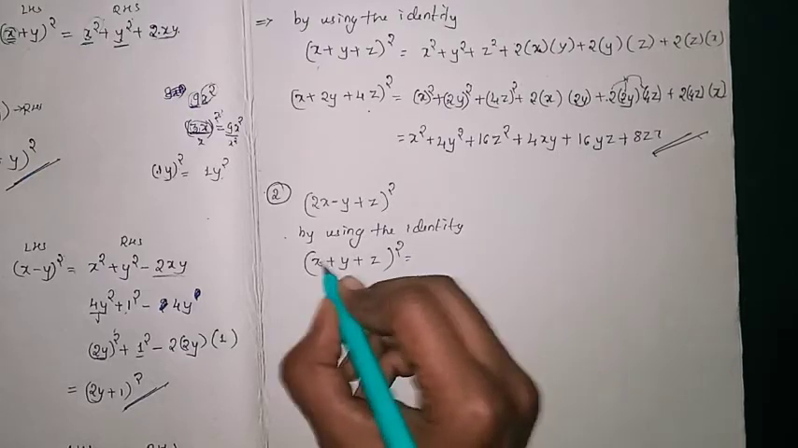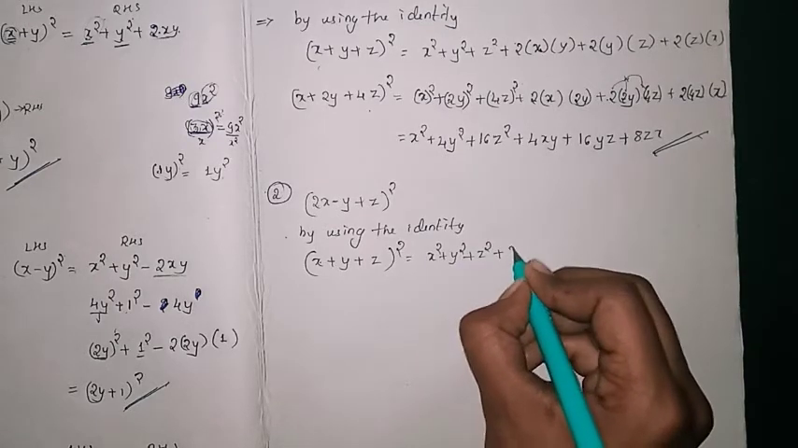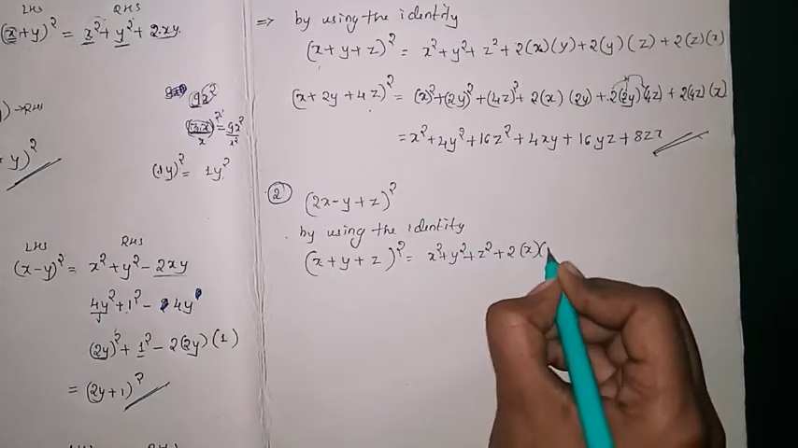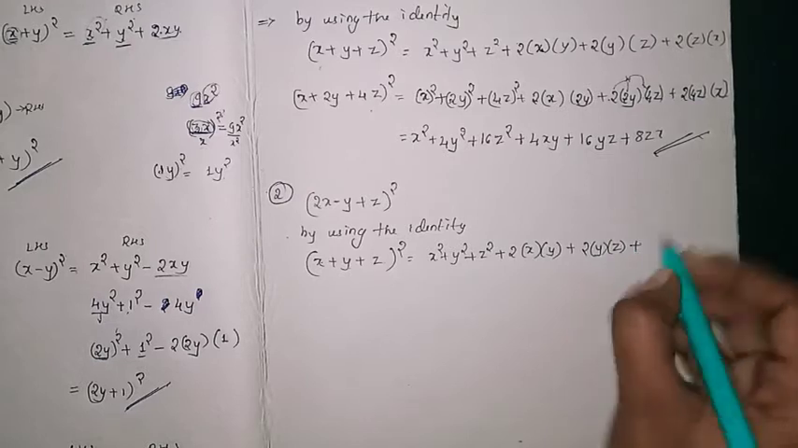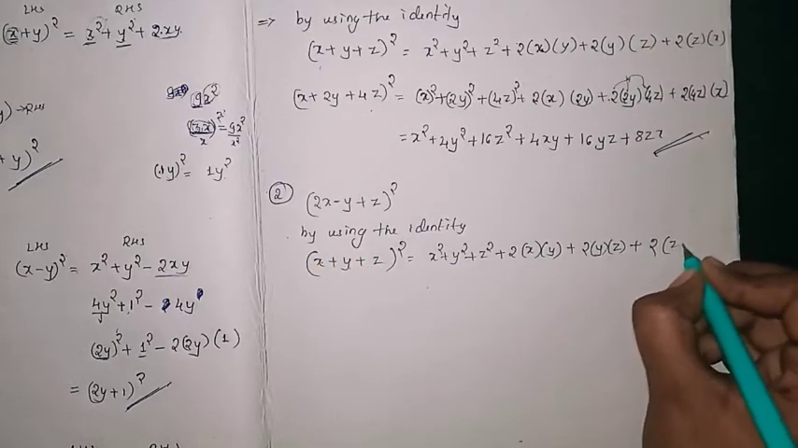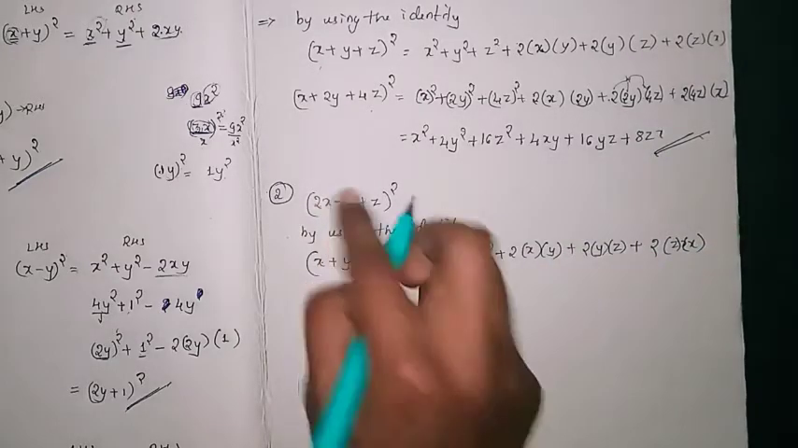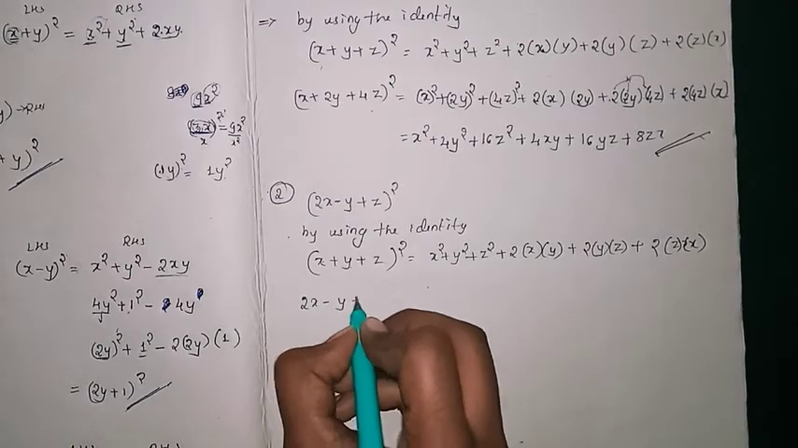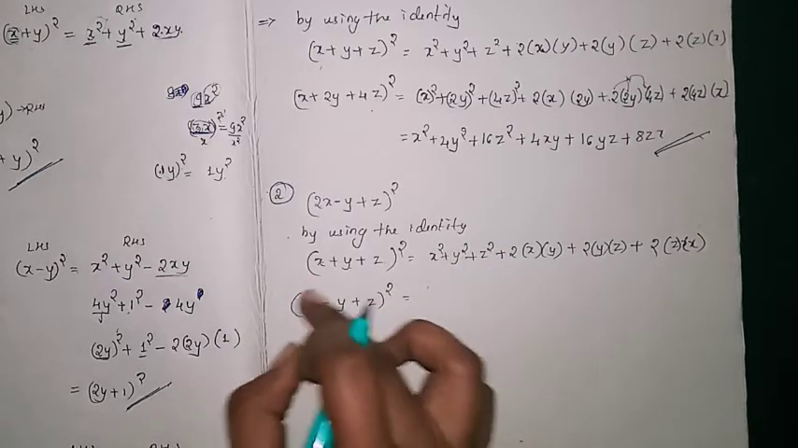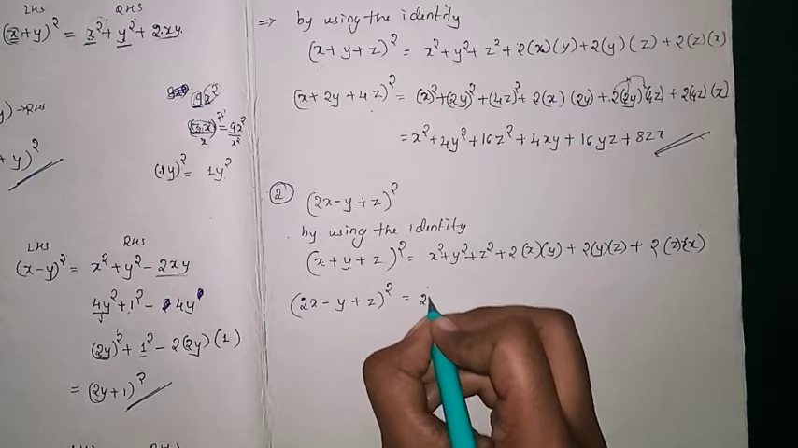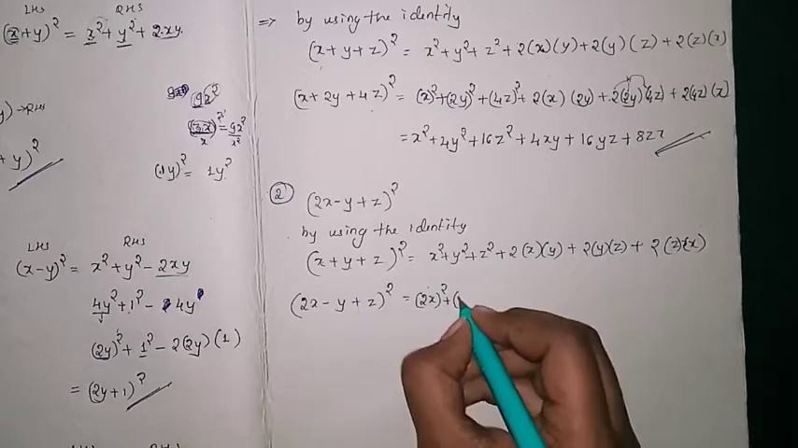So how to remember the formula? The first term square, second term square, third term square, plus 2 into first term and second term, plus 2 into second term and third term, y and z, plus 2 into last term and first term, z into x. So I have written like this. This is your formula. So what they have given, (2x − y + z)². So first we will adjust for the formula. So what is the first term? That is (2x)², and plus the second term, it is a minus.